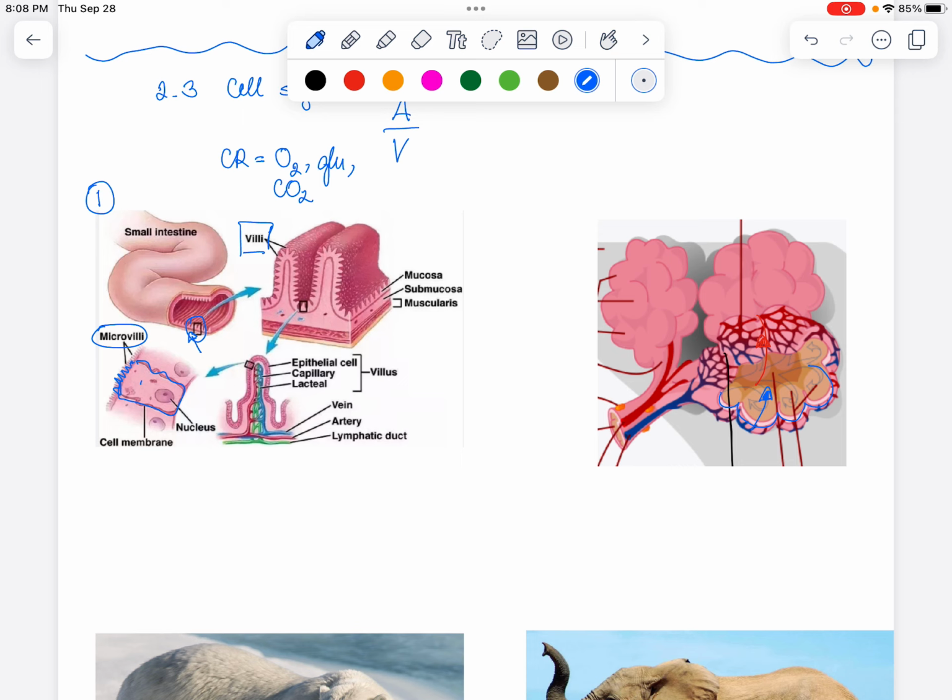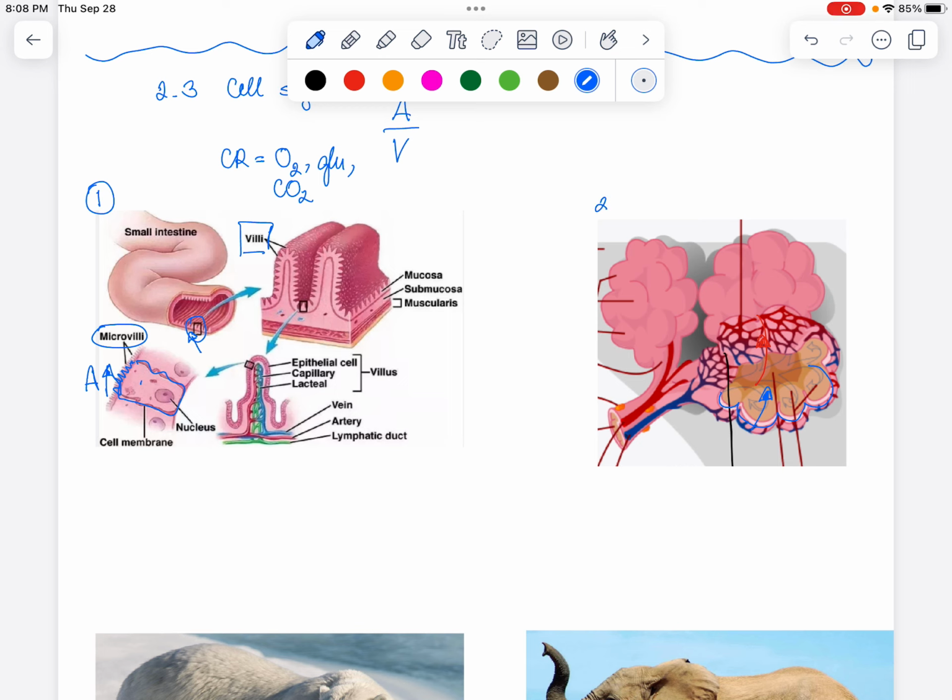in order to increase the surface area for absorption. If somebody has atrophic, fewer microvilli on their intestinal cells, the absorption definitely will be lower.